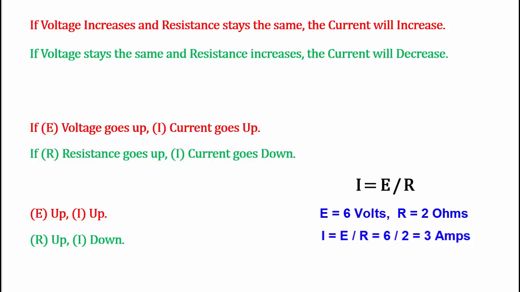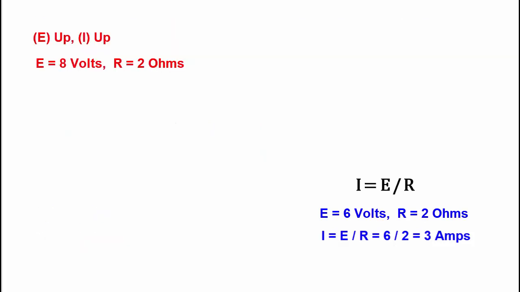So now let's take our Ohm's law information and let's say what would happen to the current, the 3 amps of current, if the voltage E, instead of being 6, if it went up to 8. So if E went up to 8 and R was still 2, then current would go up to 4 amps, because now it's E divided by R, 8 divided by 2 is 4 amps. So if the voltage goes up, the current goes up.